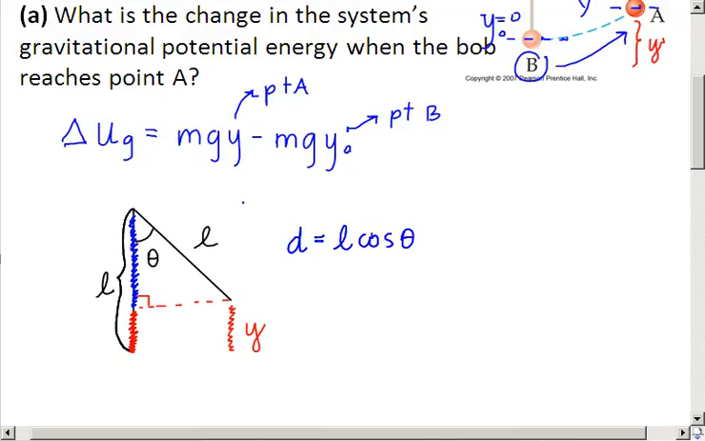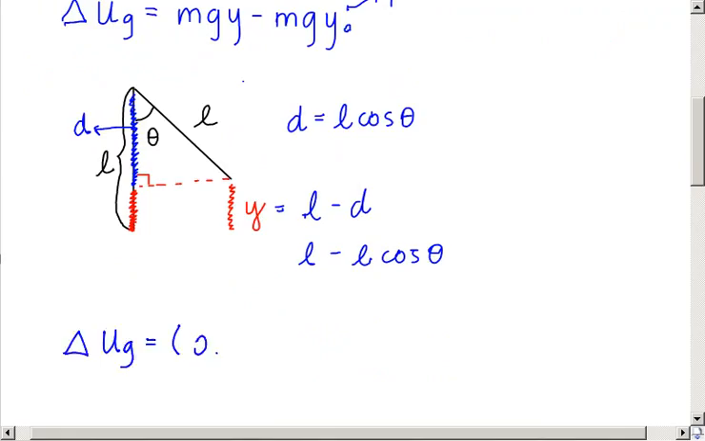So this blue section right here, I've labeled D. So what's Y in terms of D and L? If Y is this little red piece, L is the whole thing, and D is the little blue piece, L minus D. And what's D? L cosine theta. So mg and then L minus L cos theta.